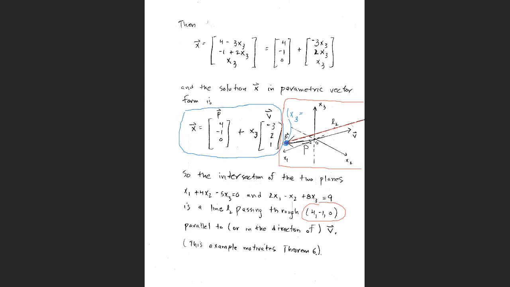What does x3 have to equal if we're at the point p, or the vector p? Well, Catherine, let's see. X3 would equal. That's right, Lewis. 0. And I think Catherine agrees. Because if x3 equals 0, then the point is 4, -1, 0.